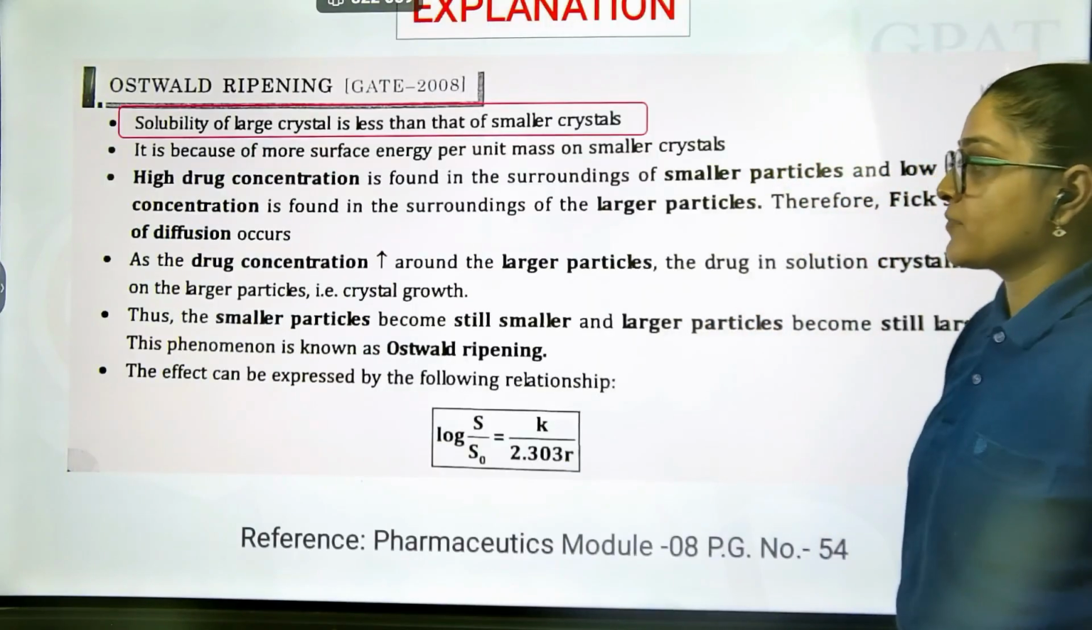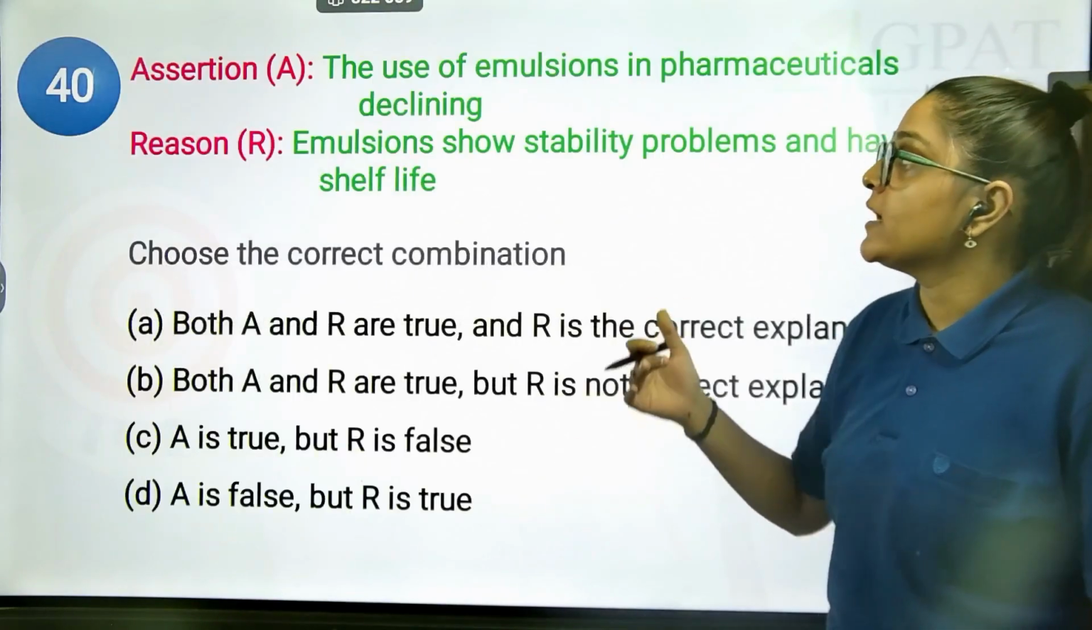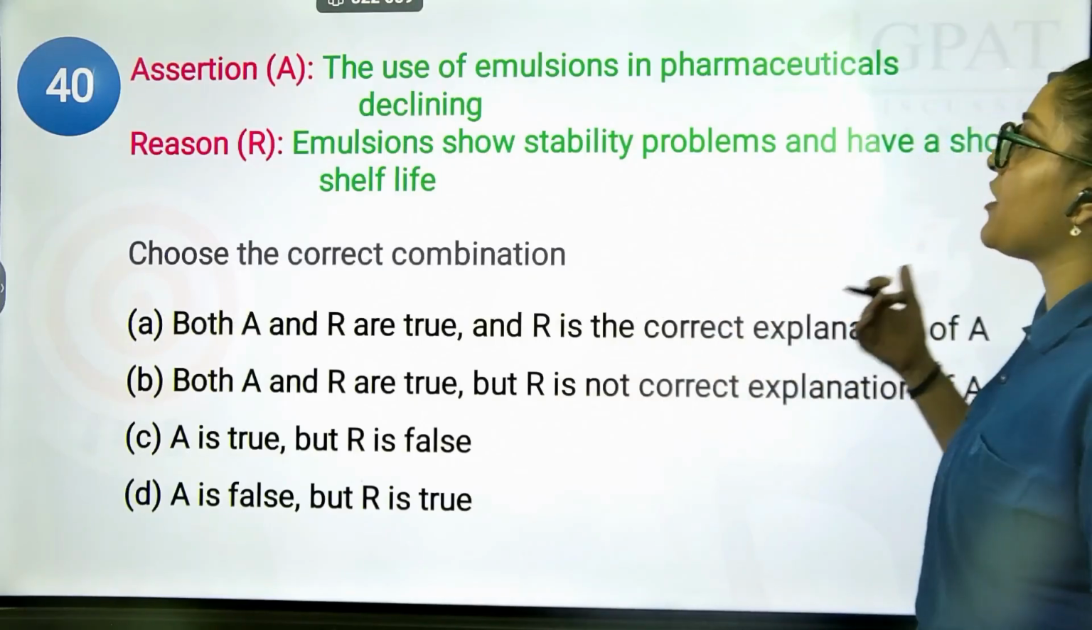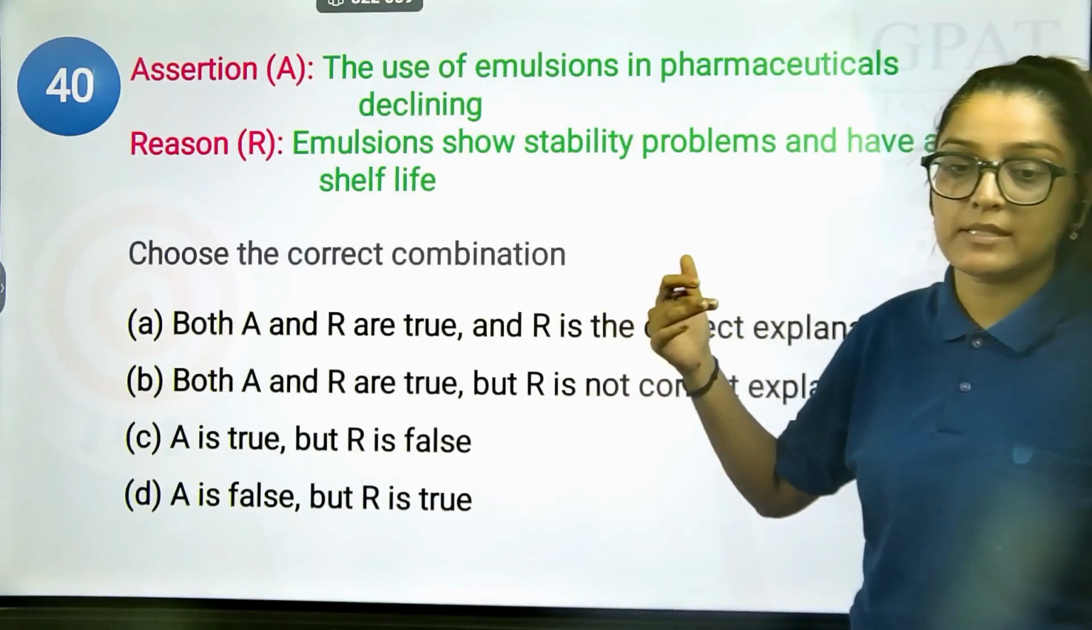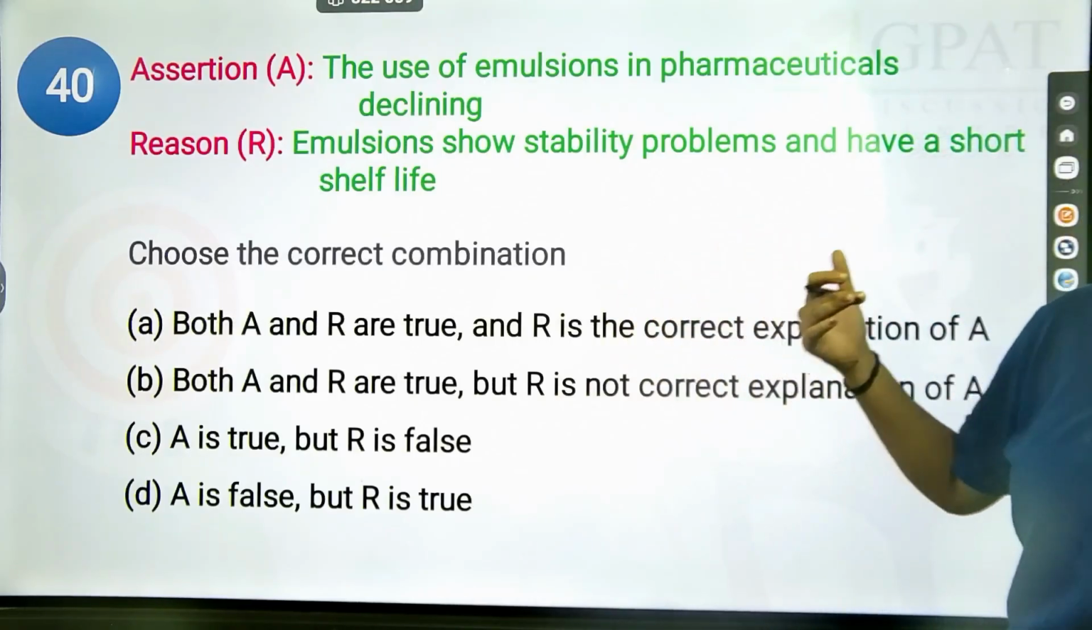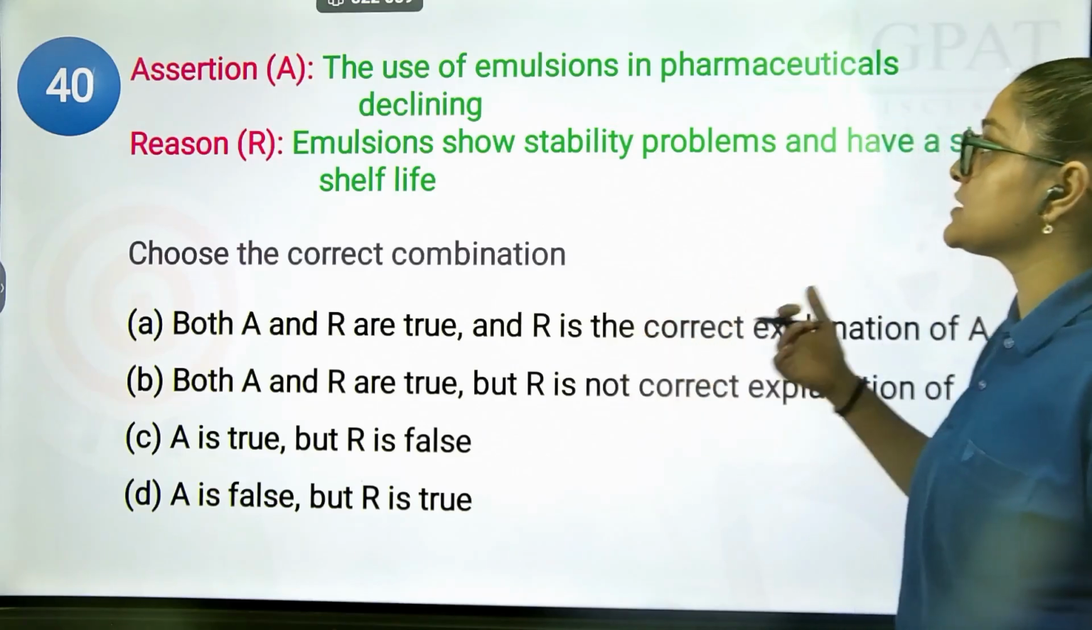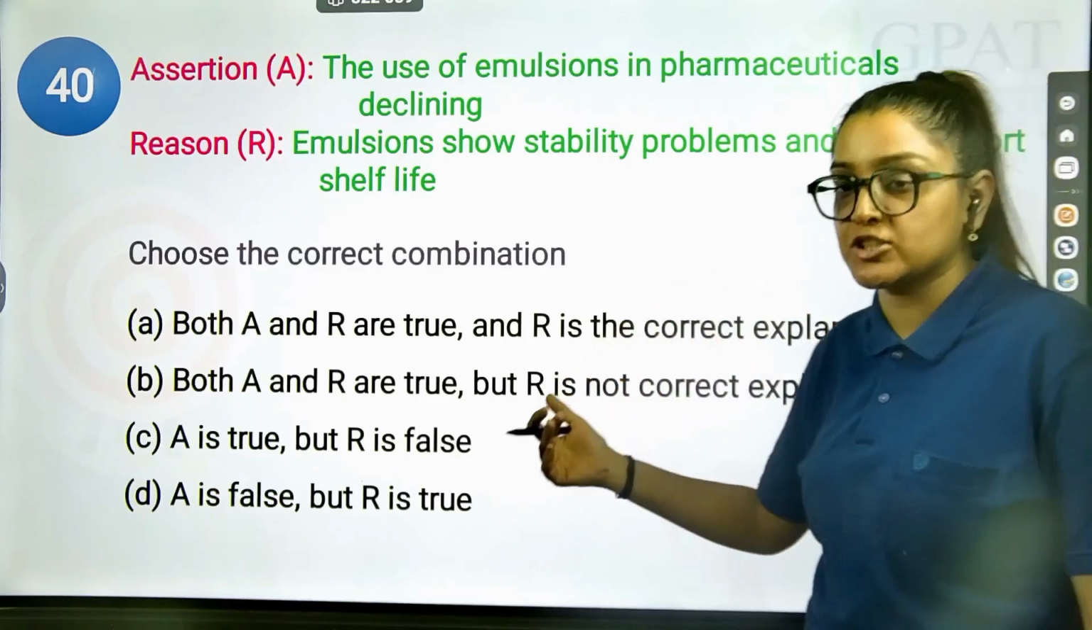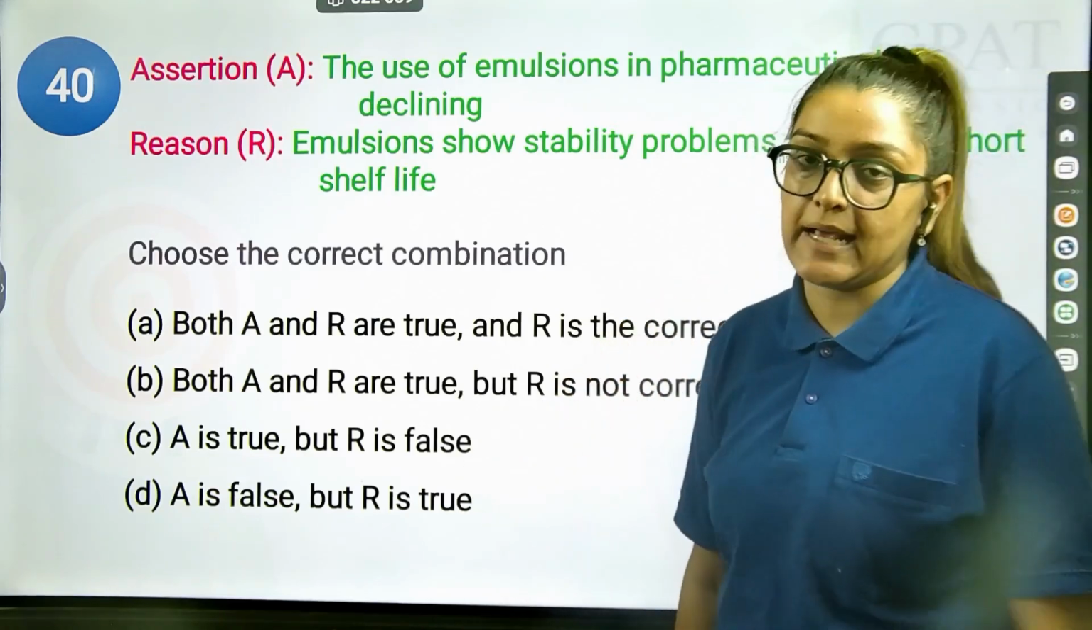Okay. Next, 40. The use of emulsions in pharmaceuticals is declining. Okay. Next, emulsions show stability problems and have a short shelf life. Both of these statements are actually correct.